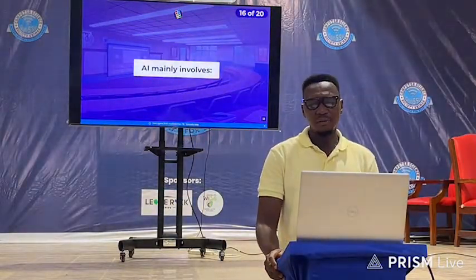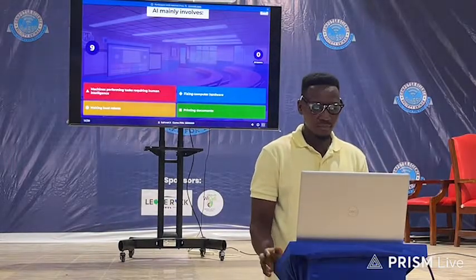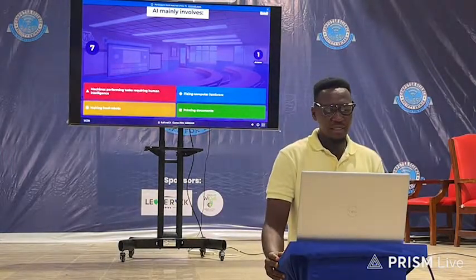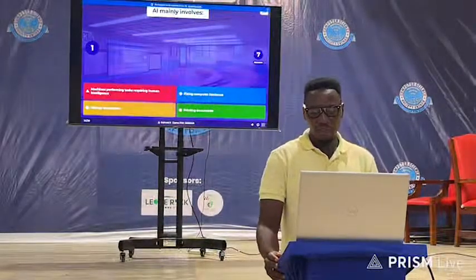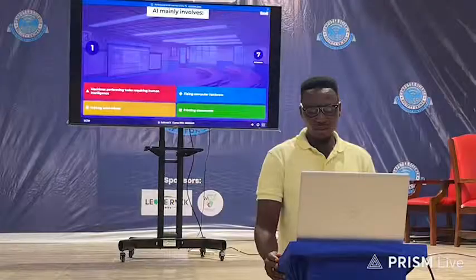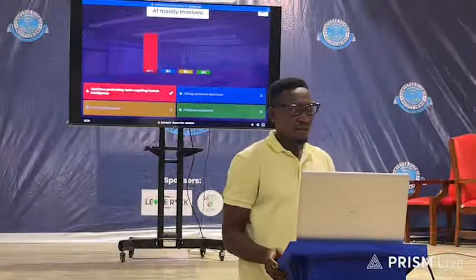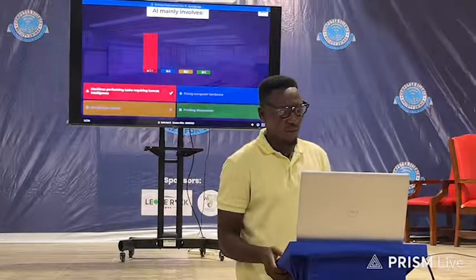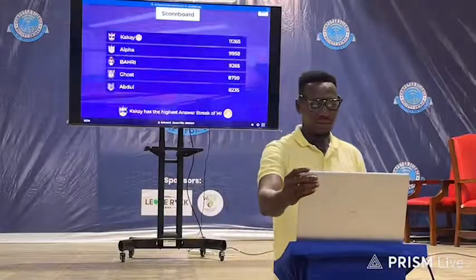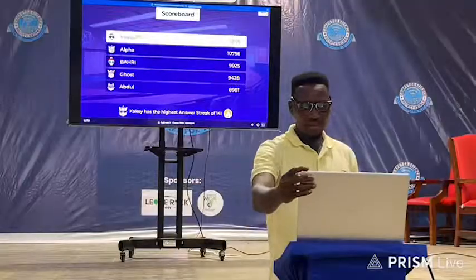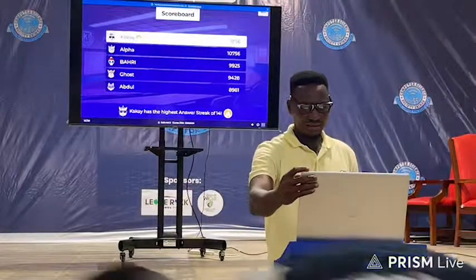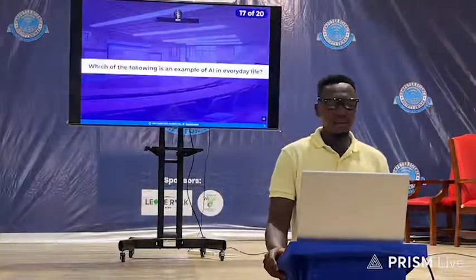AI mainly involves machine performing tasks requiring human intelligence, making large robots, fixing computer hardware, printing documents. It's machines perform tasks requiring human intelligence. Kake maintains. 17, 3 more to go.